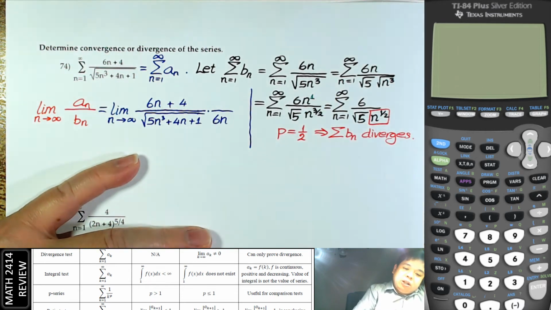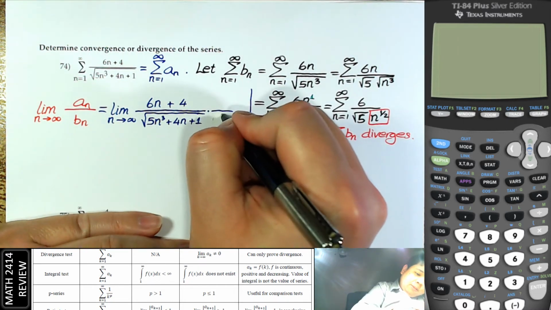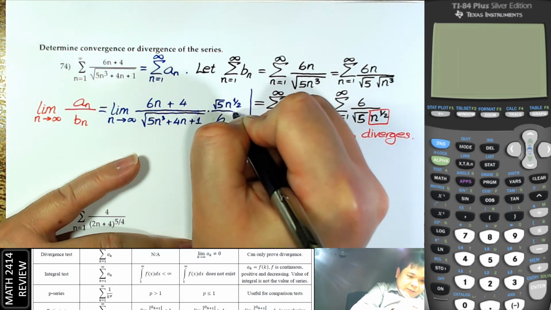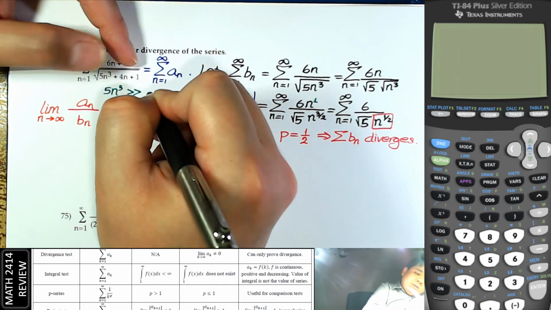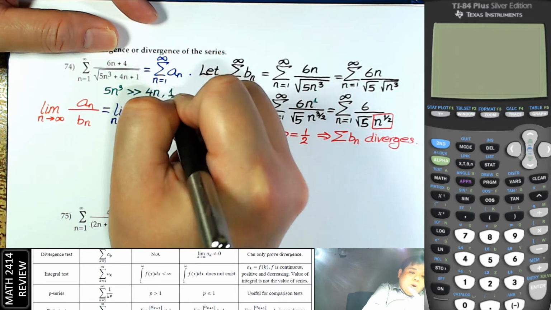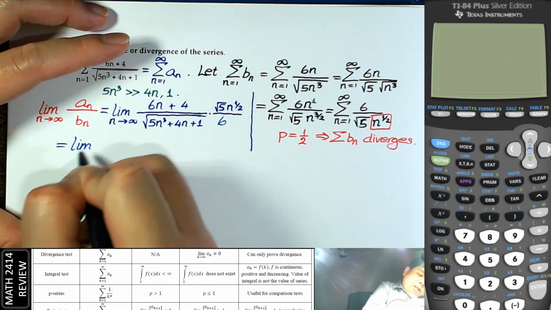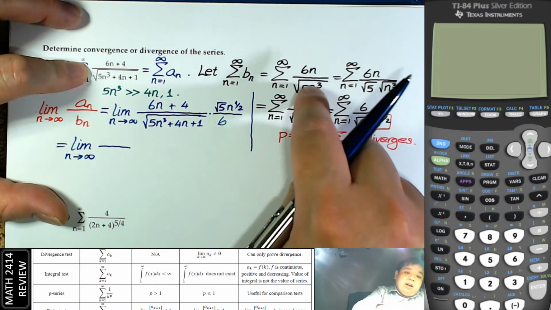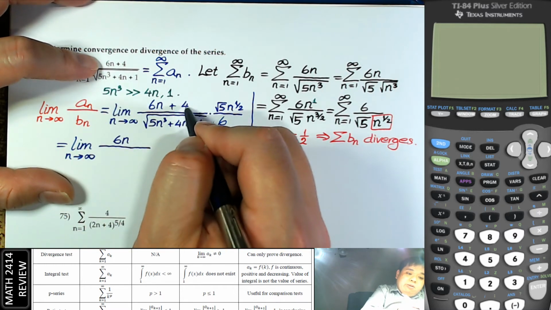The top, actually, we can use any one of them. Sorry, just 6. The bottom is square root of 5, n to the 1/2. Next, because we have 5n cubed, it goes fastest to infinity compared to 4n, and 1 doesn't go anywhere. So we just ignore those. The limit is equal to... That's why the limit comparison test is very common, because it simplifies the problem into something a lot easier to work with. So just take the 6n on the top, because 6n goes to infinity, the 4 doesn't go anywhere.